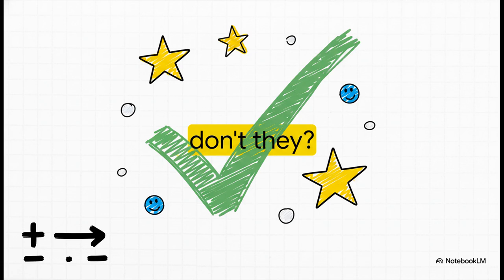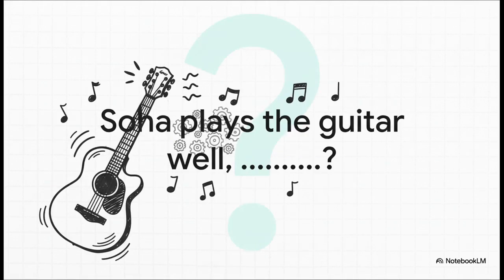Yes, if you got that, excellent. The statement's positive, so the tag is negative. And since the verb is in the simple present, we need to use don't. Perfect. Let's try another one. This one's just a little trickier. Soha plays the guitar well.